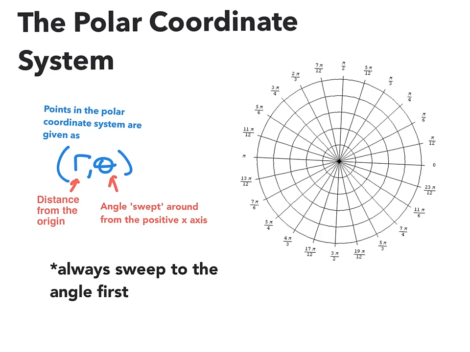And even though these are written as r then theta, your hint here is to always sweep to the angle first. Always take care of theta and then worry about r, the distance from the origin. Alright, let's practice plotting some points.